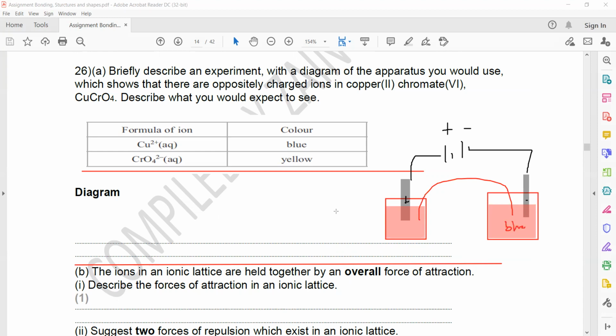And chromate ions, as I mentioned, are yellow in color, and they're negative, so they will move towards the positive electrode. So this side of the solution will turn yellow.